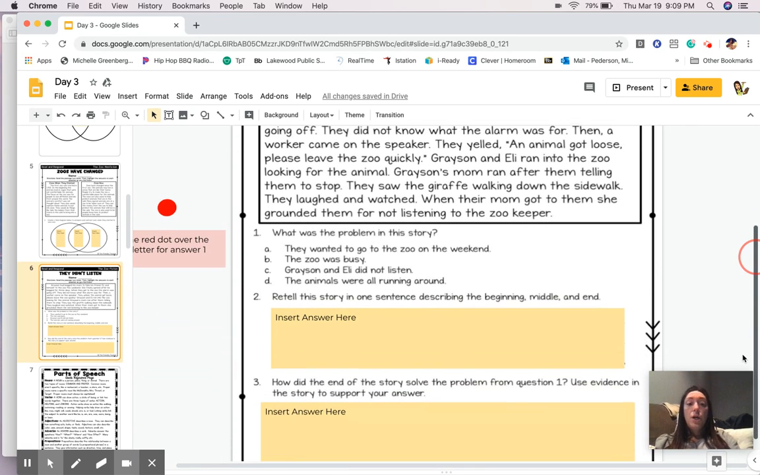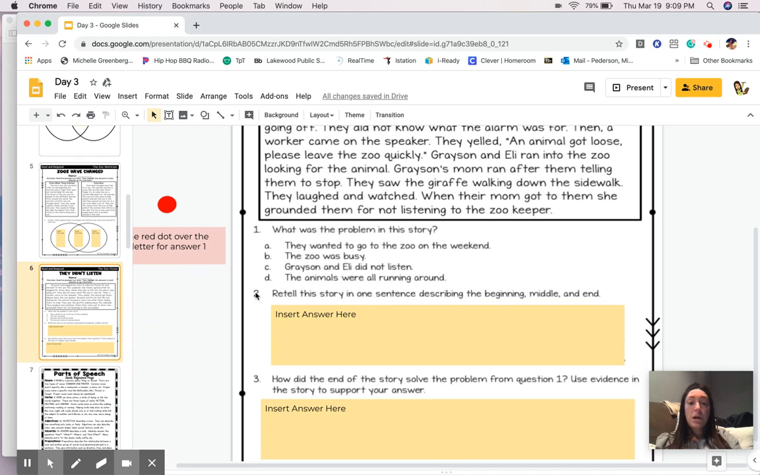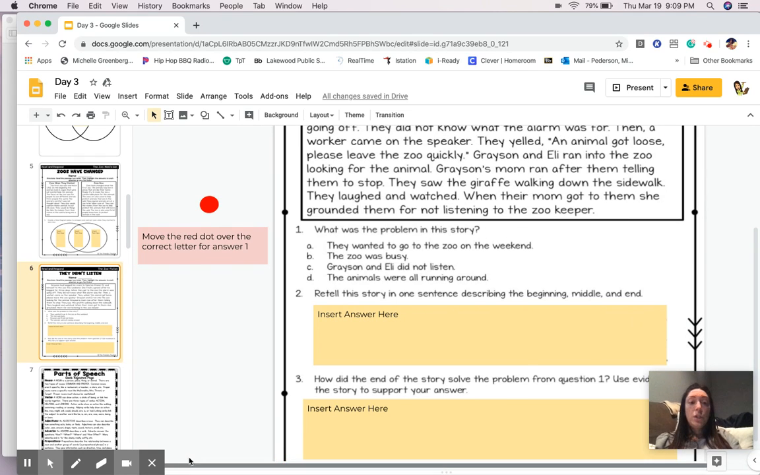So now, right over here, it says, "What's the problem in the story?" You can look and see the directions say move the red dot over the correct letter for answer 1. What was the problem in the story? A, they wanted to go to the zoo on the weekend. B, the zoo was busy. C, Grayson and Eli did not listen. D, the animals were all running around.